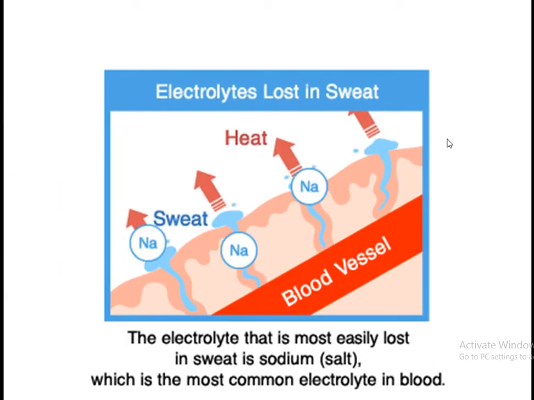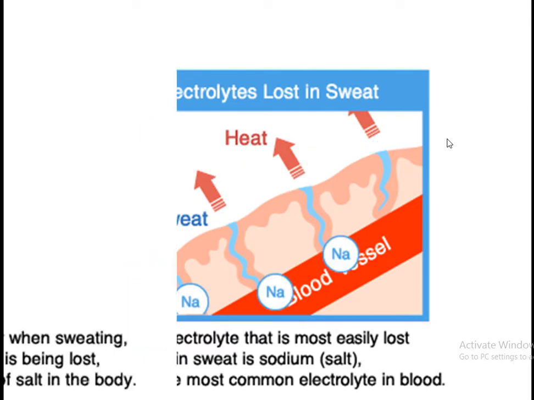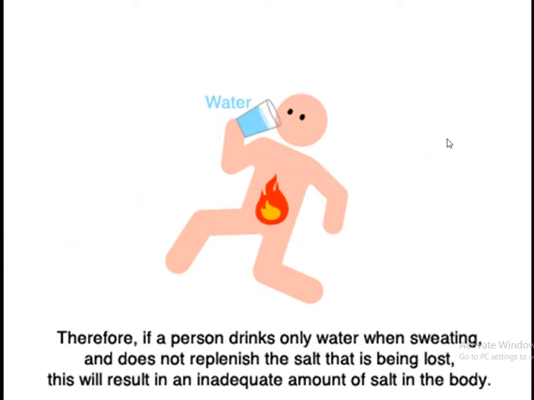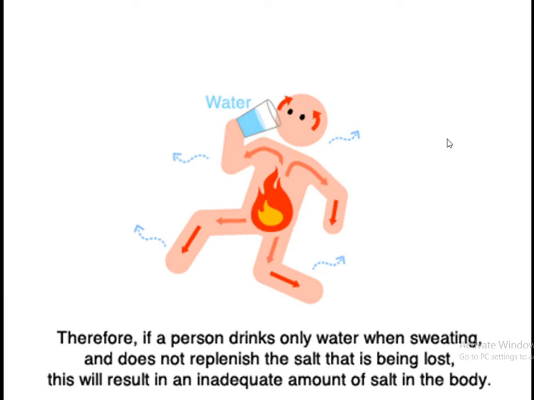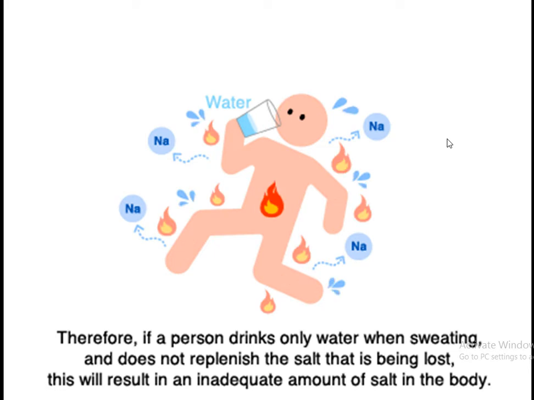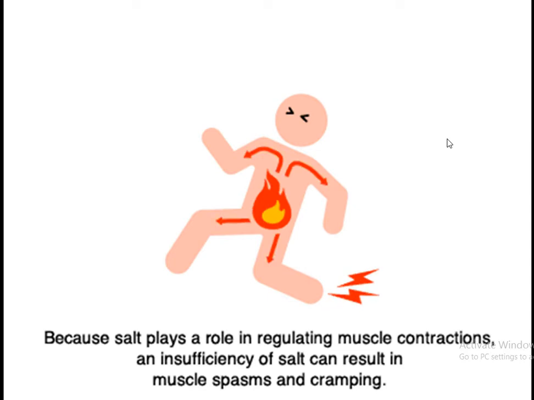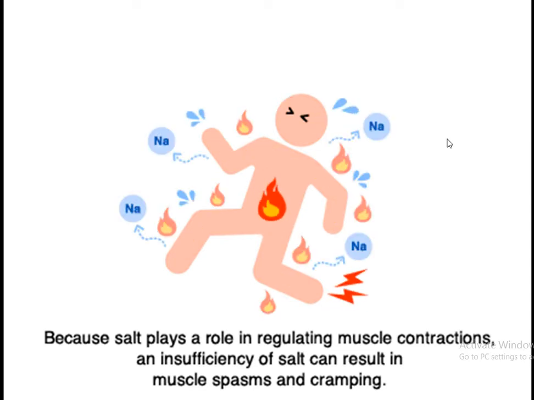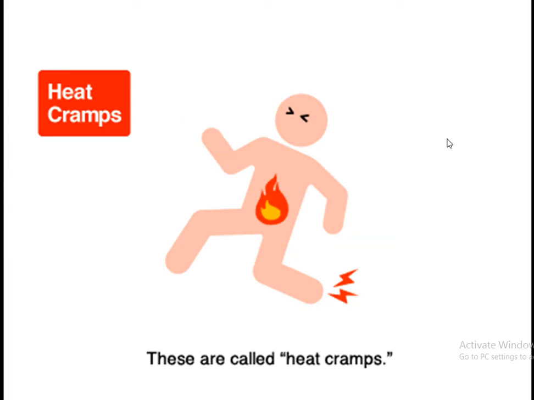The electrolyte that is most easily lost in sweat is sodium, which is the most common electrolyte in the blood. Therefore, if a person drinks only water when sweating and does not replenish the salt that is being lost, this will result in an inadequate amount of salt in the body. Because salt plays a role in regulating muscle contractions, an insufficiency of salt can result in muscle spasms and cramping. These are the heat cramps.